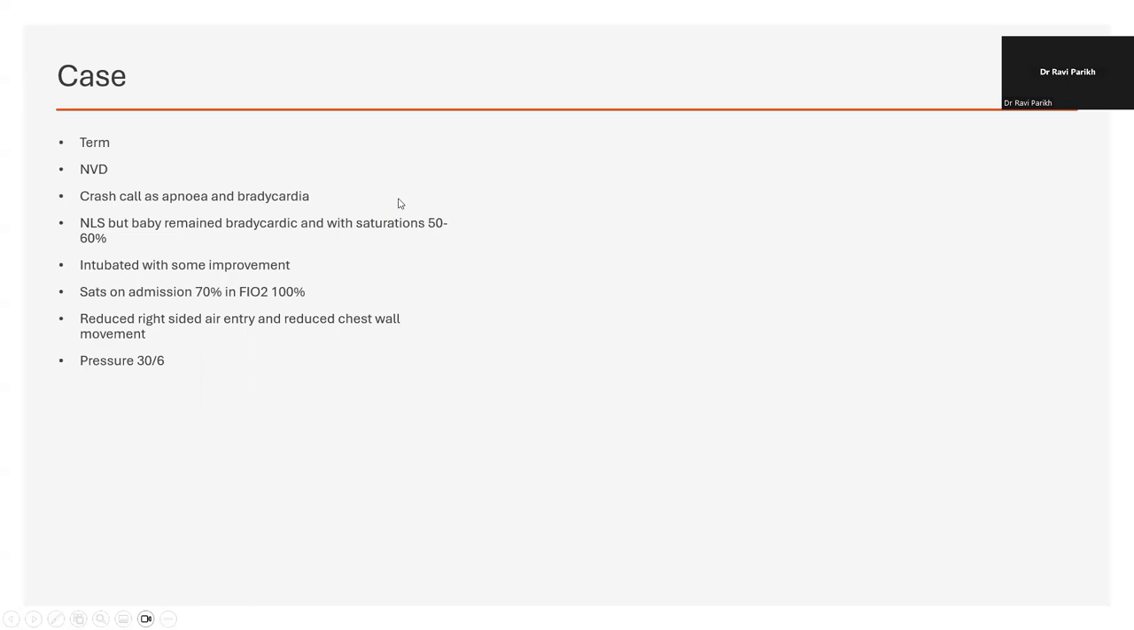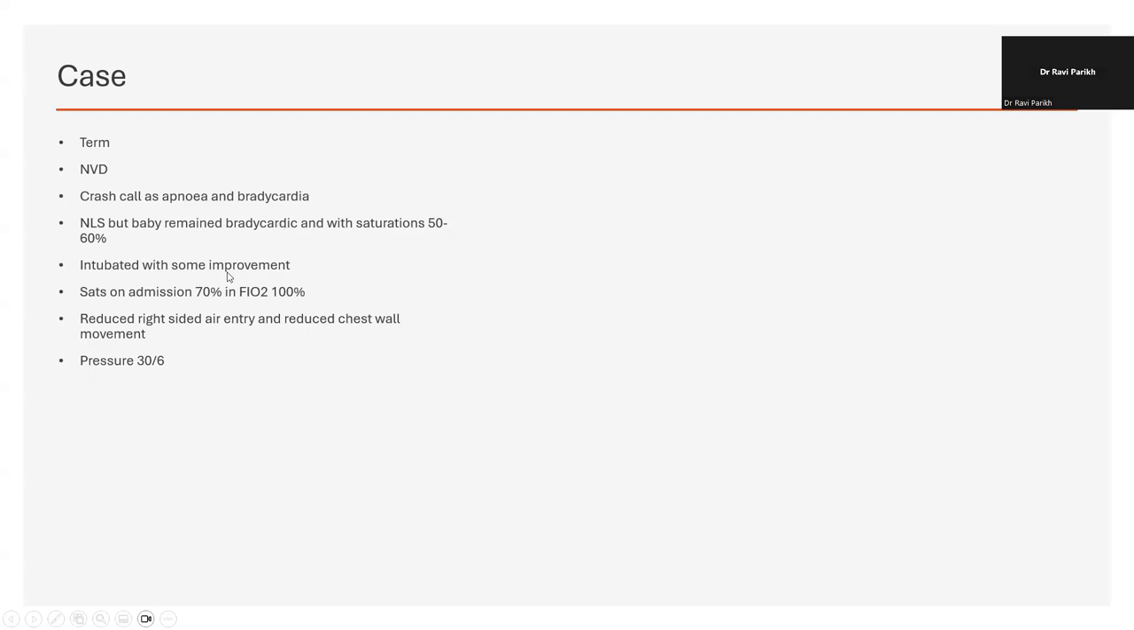Now I'm going to show you the next case. This was a term baby, normal vaginal delivery. This was a crash call from the midwife. Basically, the baby was apneic, bradycardic, had inflation breaths, was not breathing, blue as a sky. We gave further ventilation breaths because the chest was moving, but the baby remained bradycardic, heart rate of 90 to 100 with sats of 50 to 60.